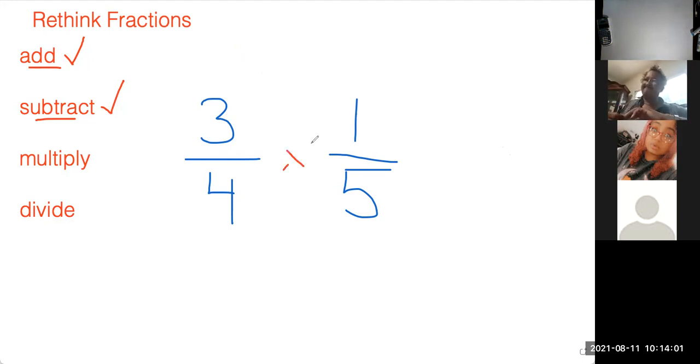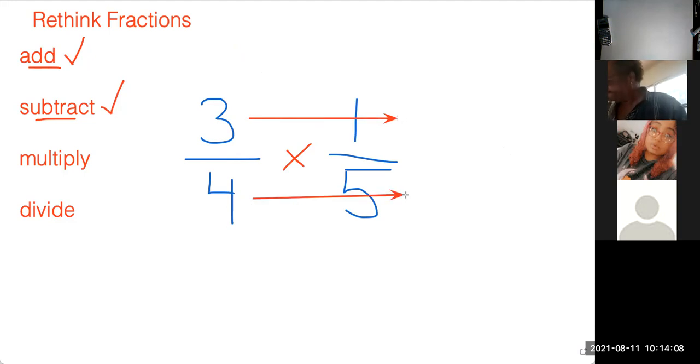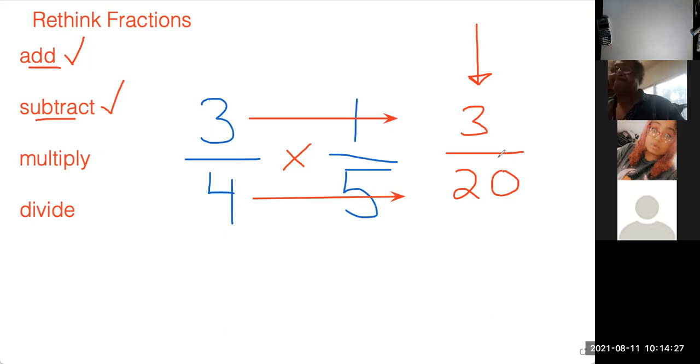Multiplying is fairly simple. We multiply across the top and multiply across the bottom. So that would be 3, and this would be 20. Odds are we're going to have to massage and work this around a little bit, reduce the fraction, all that other stuff. We're going to work on that later, but we just want to tear through that. That's all multiply is: multiplying across the top and multiplying across the bottom.